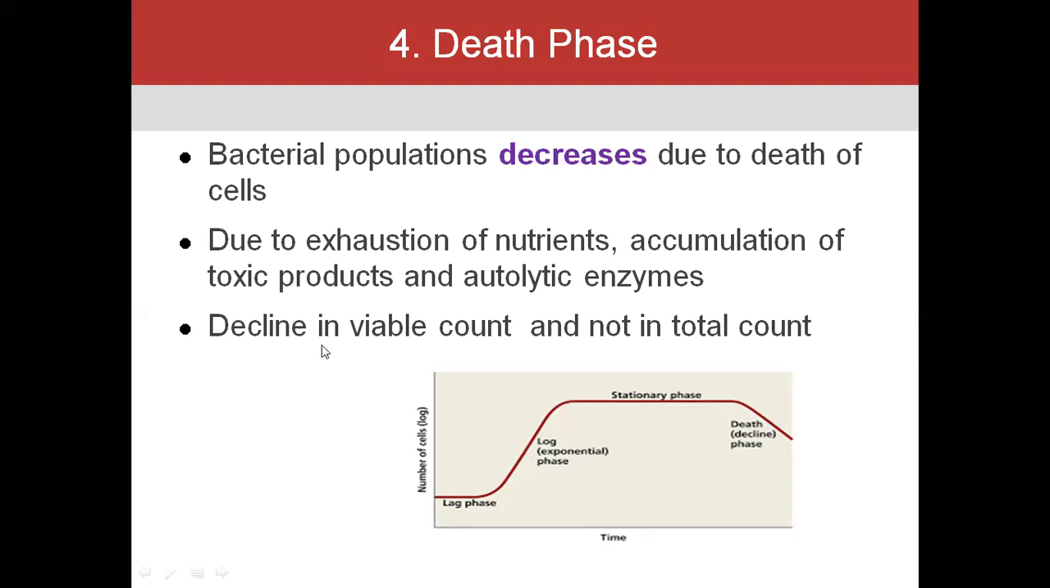In this phase, there is a decline in the viable count, but there is no decline in the total count. Why is there no decline in the total count? In the total count, we count both the living cells as well as the dead cells. But in this phase, the viable count is decreased.